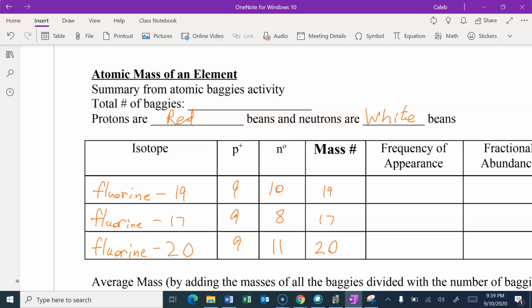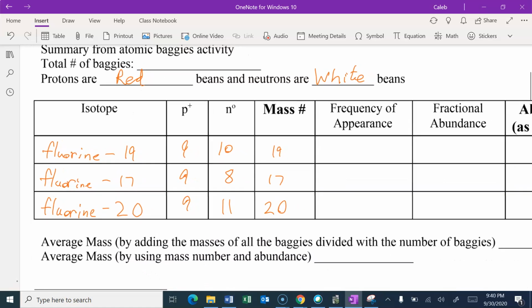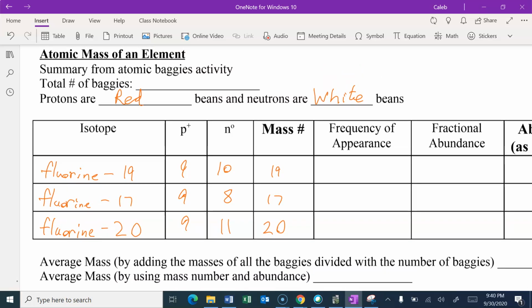All right, then he talked about the frequency of appearance. Again, this is something you probably don't have right in front of you right now, but if you were to look at it, he had 25 bags that represented fluorine-19. He had 2 bags that represented fluorine-17, and he had only 1 bag that represented fluorine-20. So what were the total number of bags? Well, I could add those up. 25 plus 2 plus 1 gives us 28.